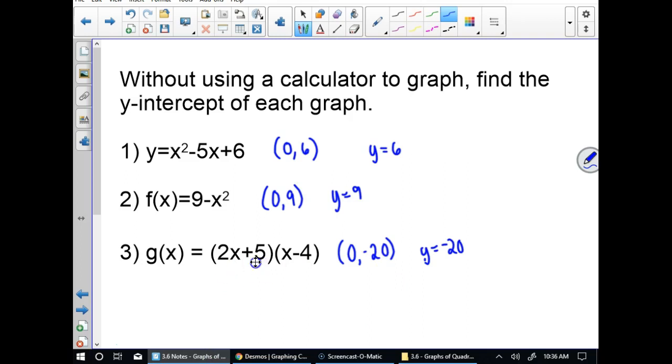Here, in this one, you could multiply everything out, or you could just plug in a 0. Either way, you get 5 times negative 4, which gives you that negative 20. Okay, questions on those? I think those two are really, really easy to find. I think the next two that we're going to look at are a little bit trickier.